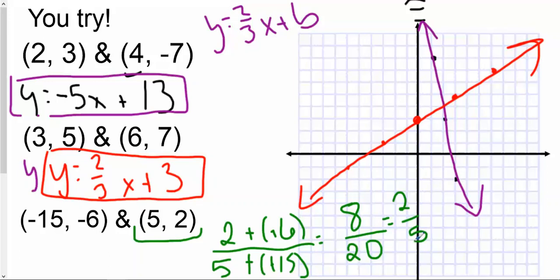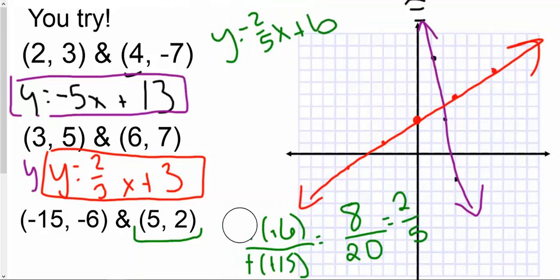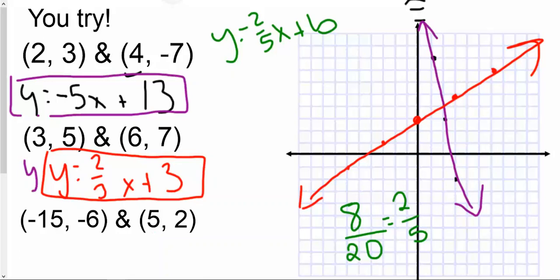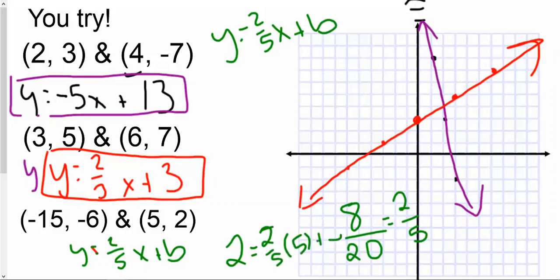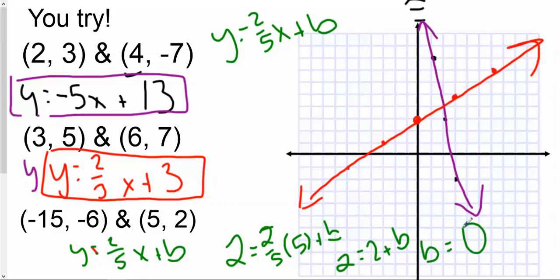So y equals 2/5 x plus b. Let's plug our point in, and we'll get 2 equals 2/5 times 5 plus b. Got to erase more over here. So now we get 2 equals 2 plus b. That tells us that b has to be 0. We subtract 2 from both sides.